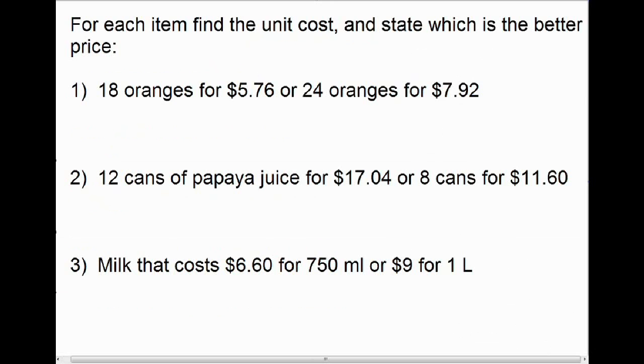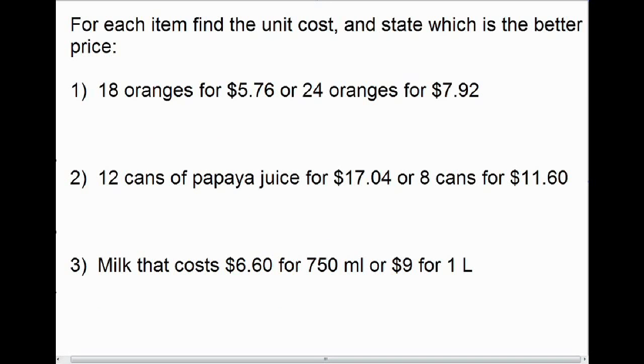So to finish off our lesson on unit price, I'm going to ask you to do a couple of things here. So for each pair of prices here, find the unit cost as described in the previous examples. So essentially find the cost for one, except for the third question. And then state which is the better price. So which one is the better deal, the first one or the second one?